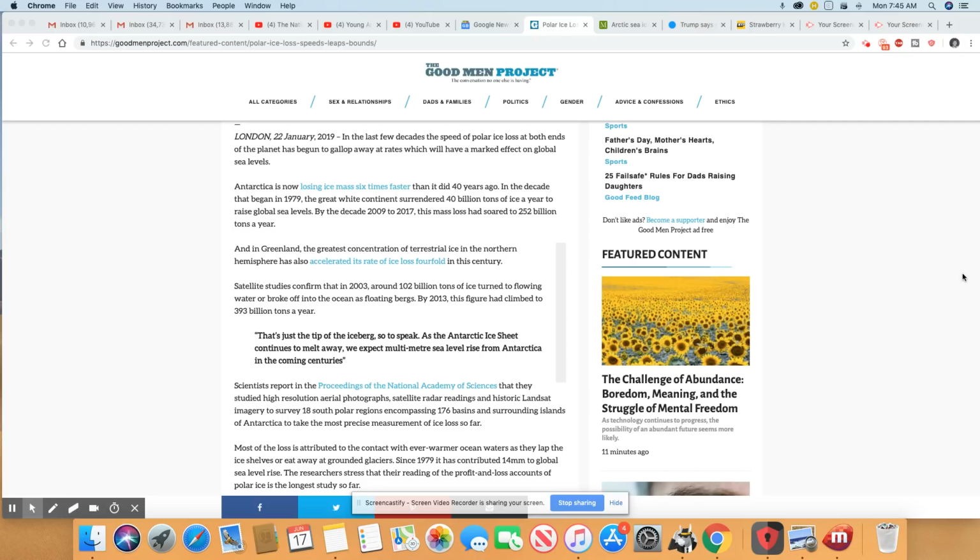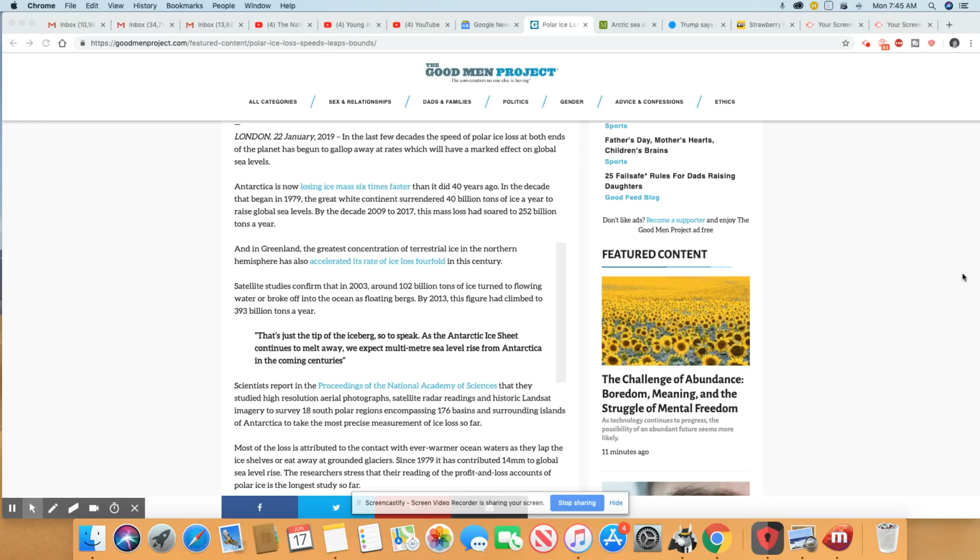Satellite studies confirm that. In 2003, around 102 billion tons of ice turned to flowing water or broke off into the ocean as floating bergs. By 2013, this figure had climbed to 393 billion tons a year. That's melting ice. I mean, these figures are just unbelievable.